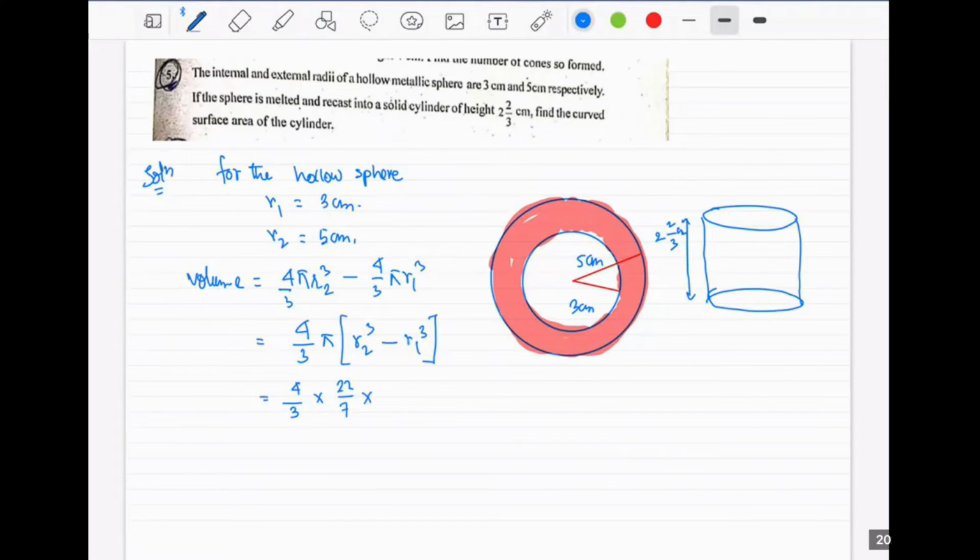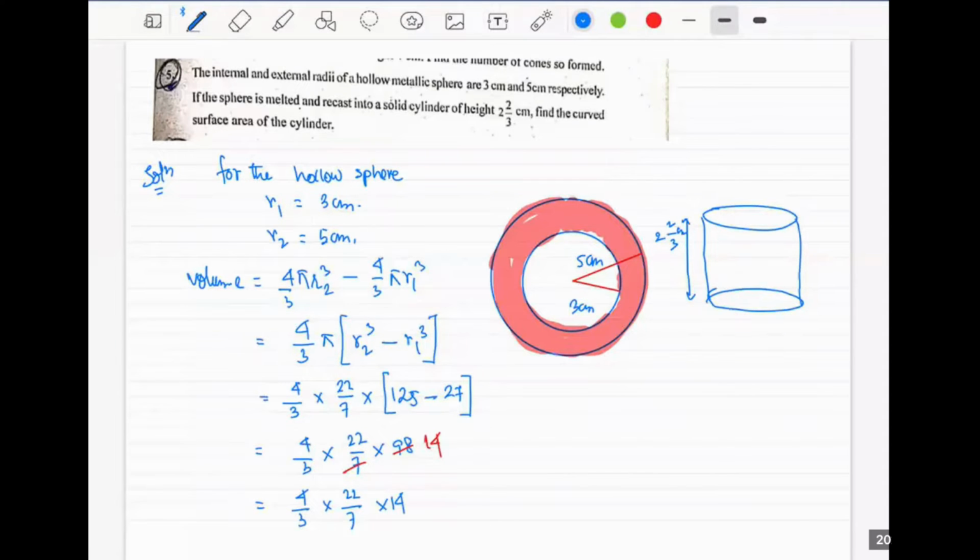R2 cube is how much? R2 is 5, so 5 cube, right? 5 cube is 125. And R1 cube is how much? 3 cube, which will be 27. And we will have 4 by 3 into 22 by 7 into 98, since 125 minus 27 is 98, right? Let's cancel out by 7. 7 1s are 7, 7 14s are 98. And what is the value that is remaining? We will have 4 by 3 into 22 by 7 into 14.